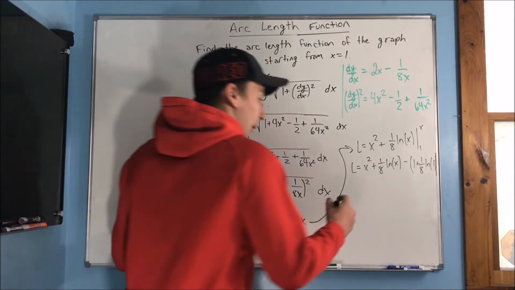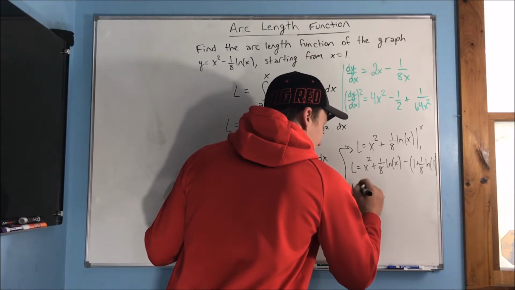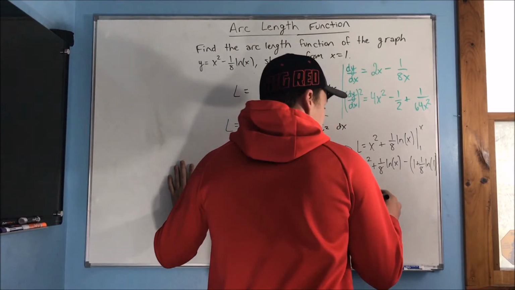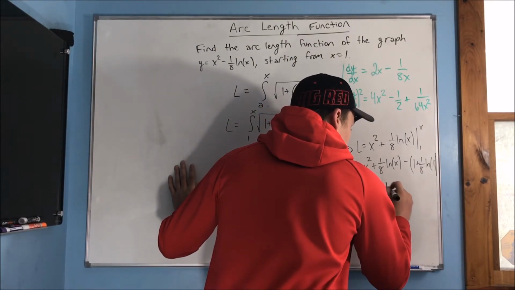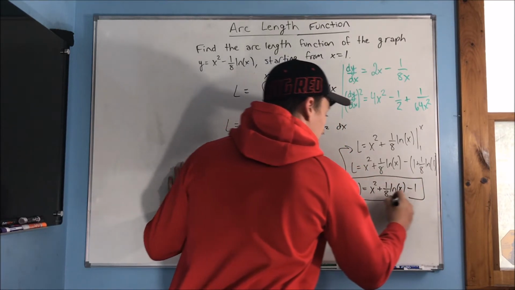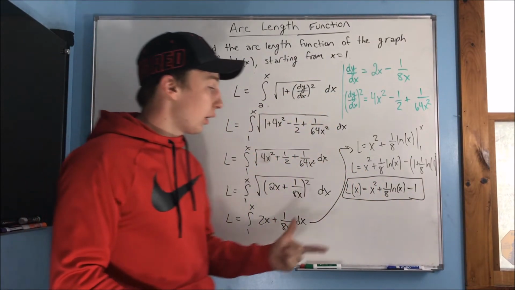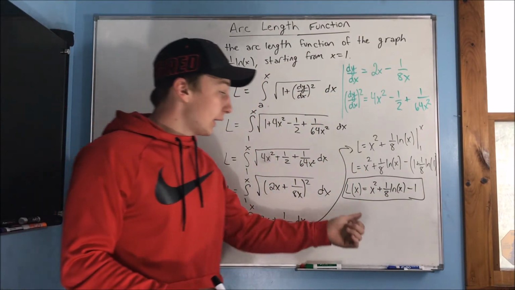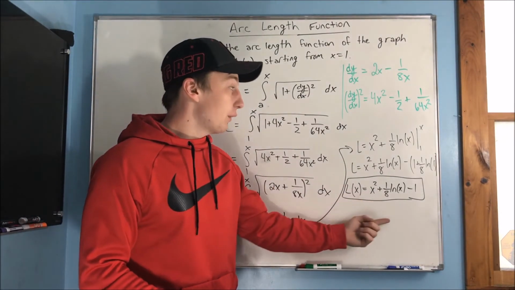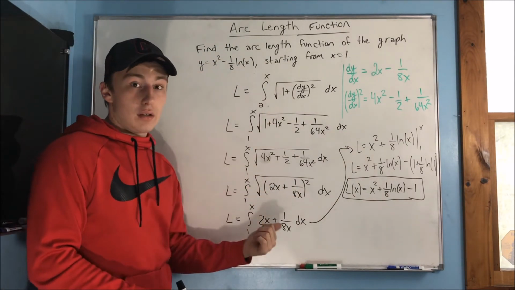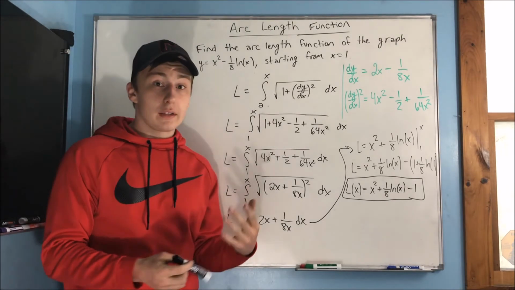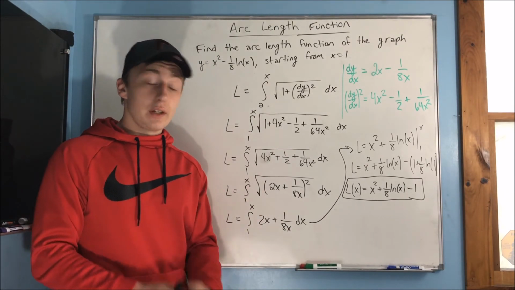So what's going to end up happening is we'll get that the arc length, and we can put this as a function of x if you want to write it like that, is going to be equal to x squared plus 1 over 8 natural log of x minus 1. And that's your arc length function. So you can put in any x, like say 2, and then your interval becomes 1 to 2, and you have your answer, because you can just plug it into this function rather than taking the integral again and doing the whole process. So that's what the arc length function is, that's how to find it, and that's going to do it for this video.